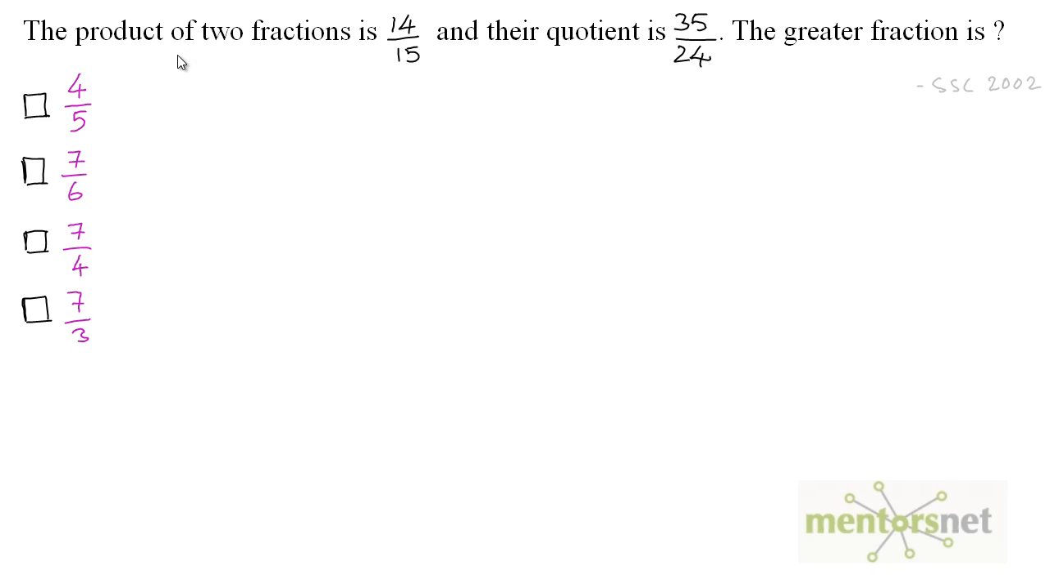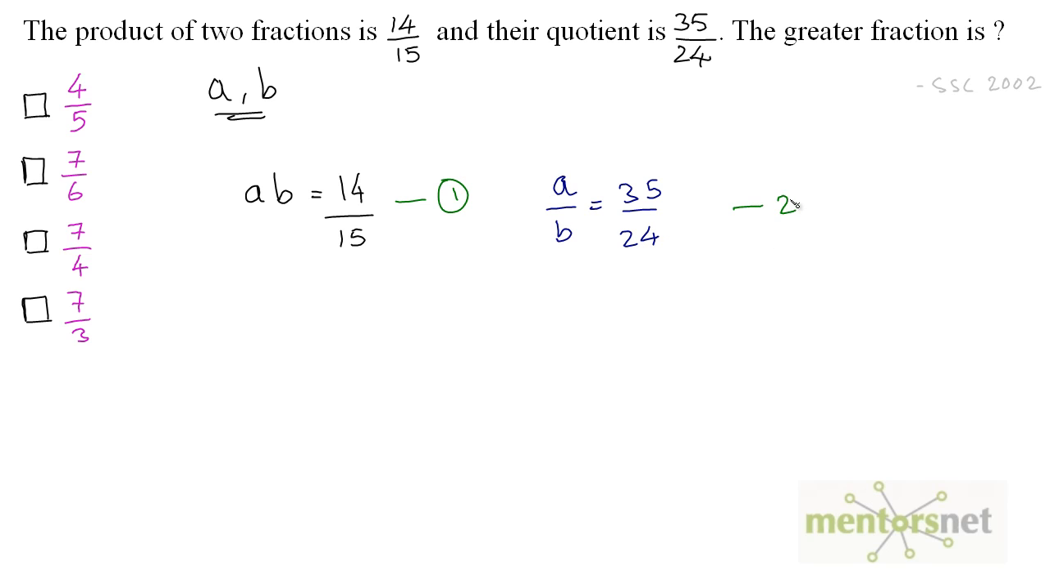So there are two fractions. Let's consider them A and B. The product of these two fractions is 14 by 15, so we can write AB is equal to 14 by 15. Next, their quotient is 35 by 24. So if we divide A by B, we get 35 by 24. So A by B is equal to 35 by 24. Let us name these equations 1 and 2. This is 1 and this is 2.